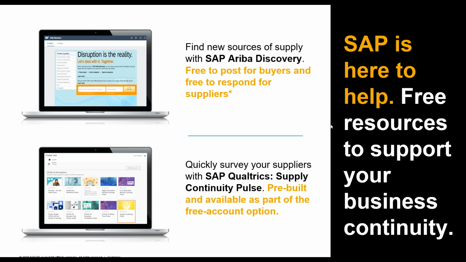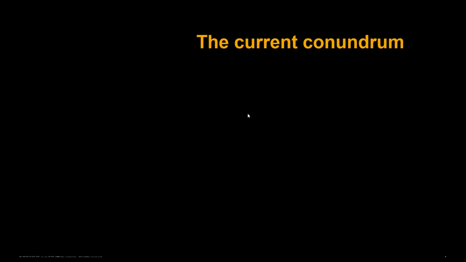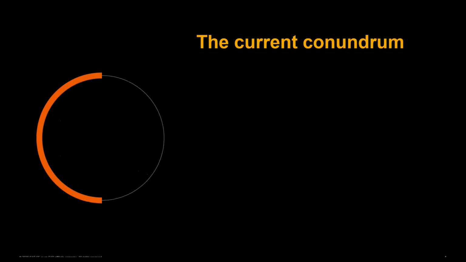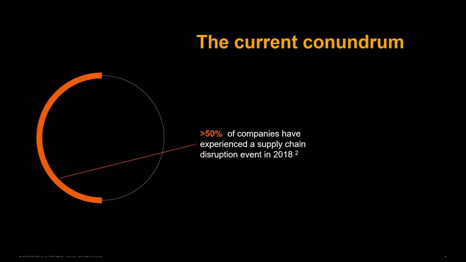Now let me change gears and let's talk about supply chain visibility and supplier networks. In 2018, some research showed that 50% of companies have experienced a supply chain disruption event. That's quite a lot, right? That's every second organization that was queried. At the same time, supplier networks have been around for about 20 years. That's about the same number of years that Google has been around.